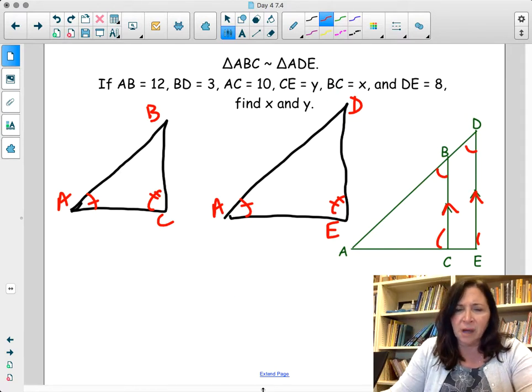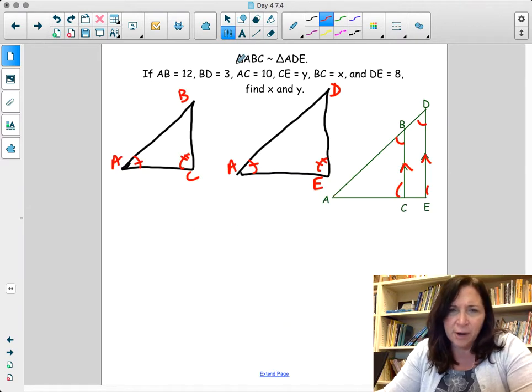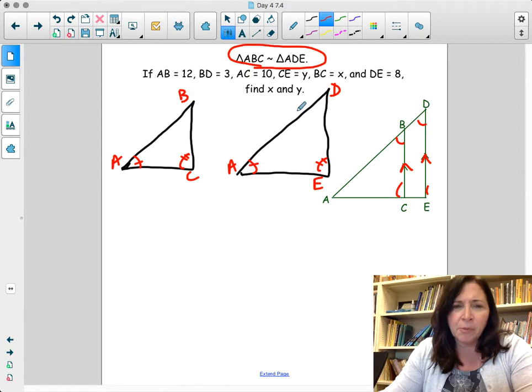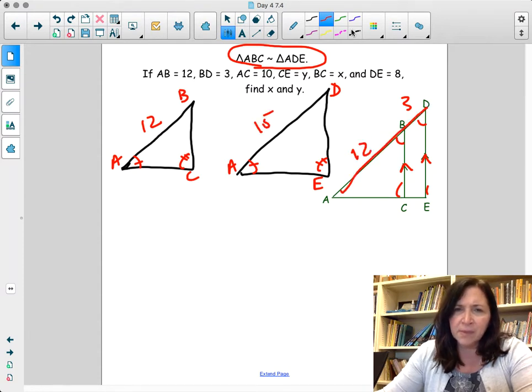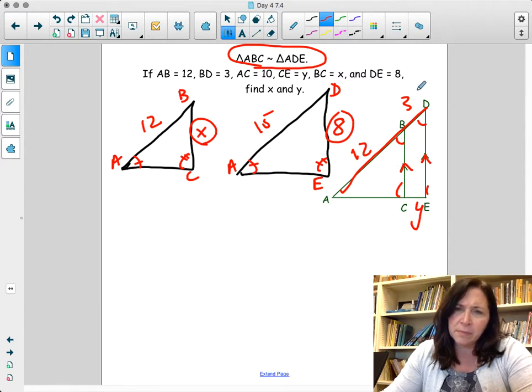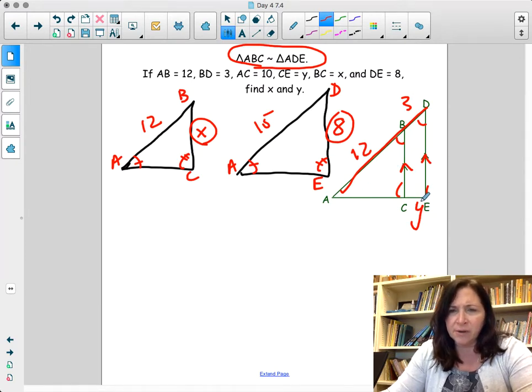Now we just have to fill in the sides, because now that my angles, of course, triangles are similar. They already said that. So I can make a proportion here. AB is 12, BD, so BD is here. So that's 3. So we know AB is 12 and BD is 3. So the whole length is 15. Then you know CE is Y, okay? And BC is X. DE is 8. So there's 8. That's X. What do I need to do? Find X and Y. So, I just have to find X and Y. Oh, where's Y? Y's here.